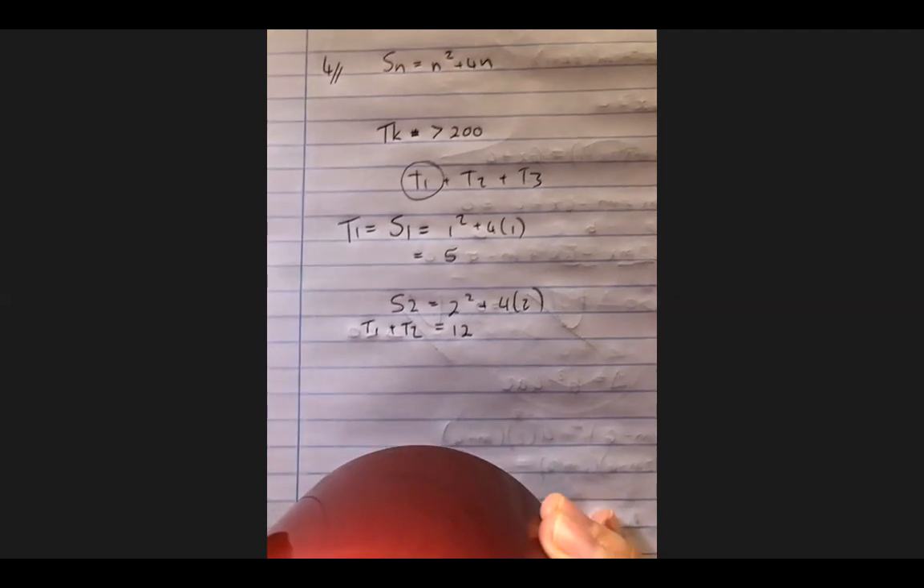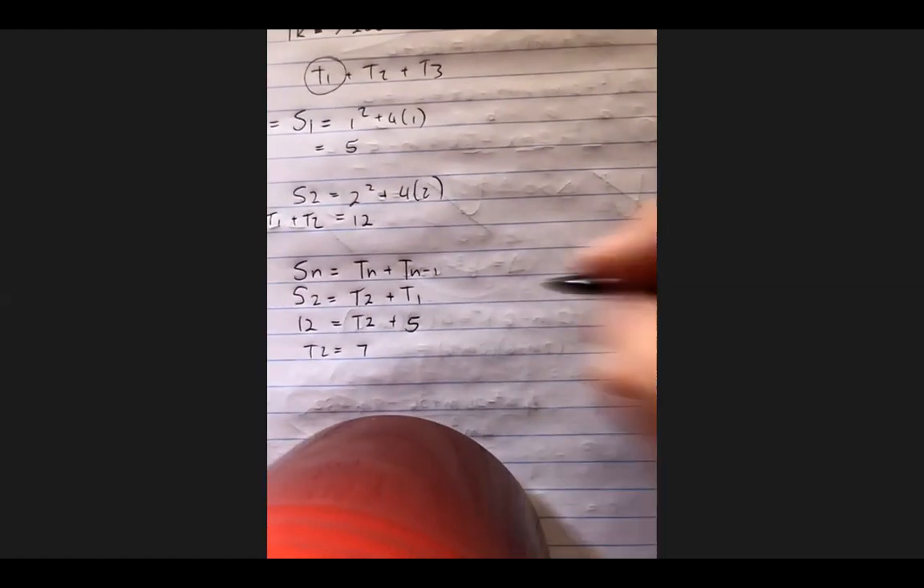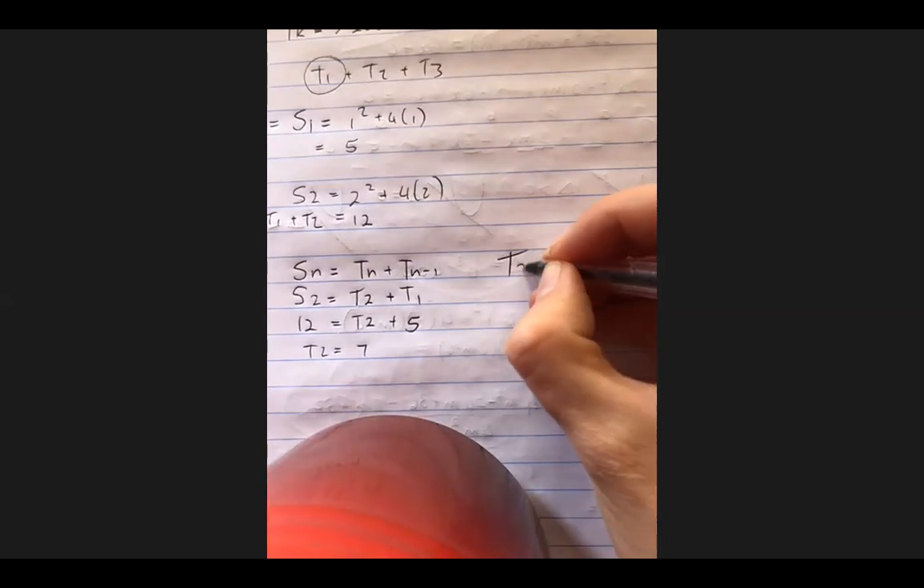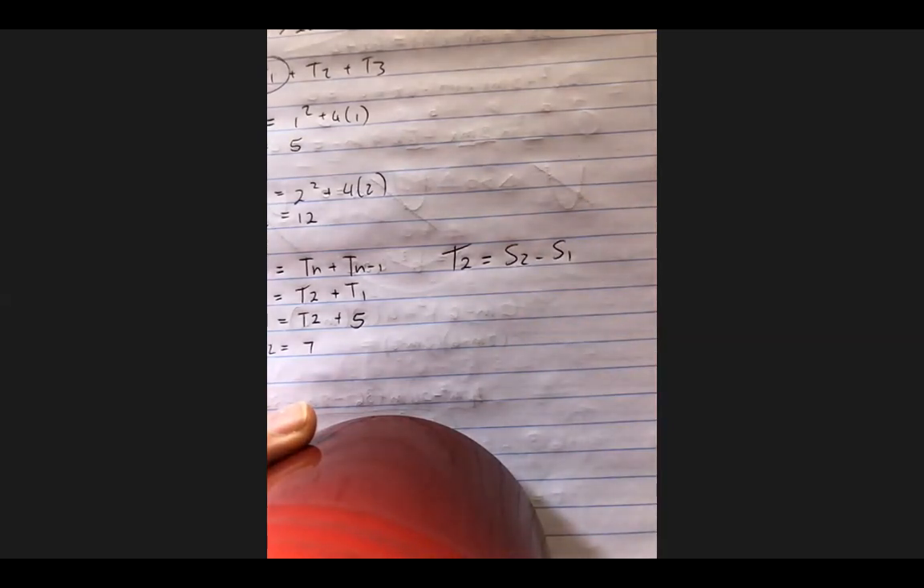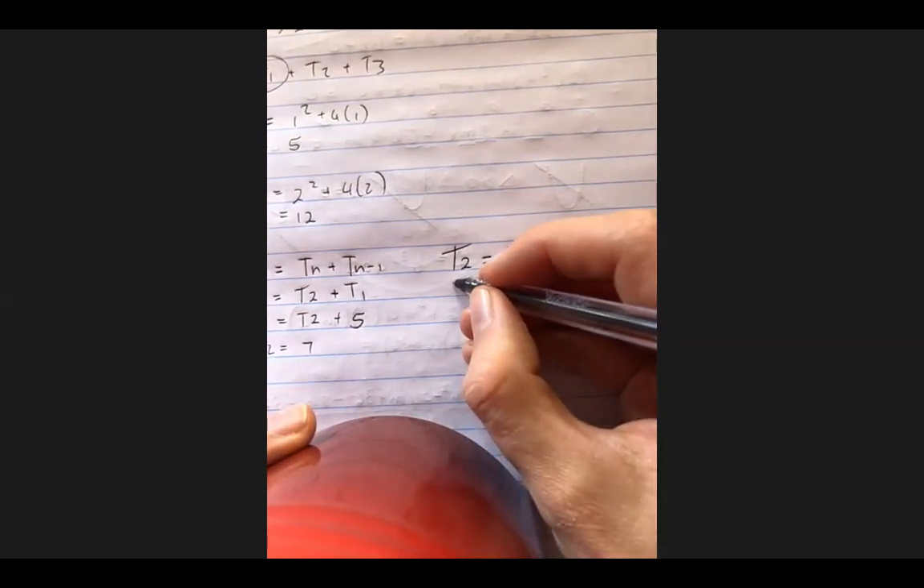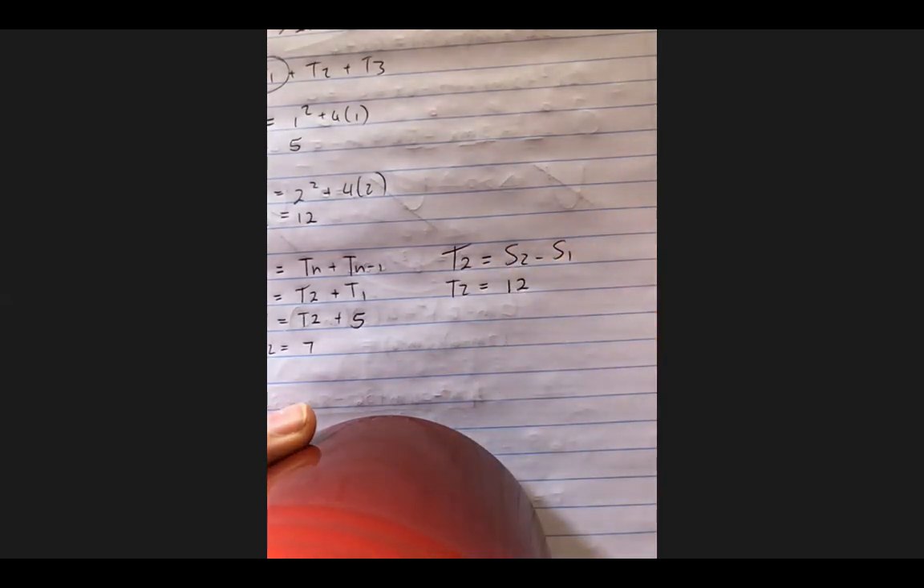So now if you want, here's a nice formula that you can remember. You can say term 2 will equal sum of 2 minus sum of 1. Let's see if that works out. So my term 2, if I wanted that, I can go sum of 2, which was 12, minus sum of 1, which is 5. Okay.